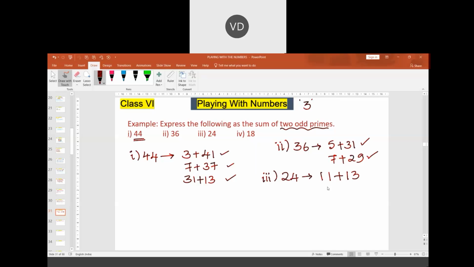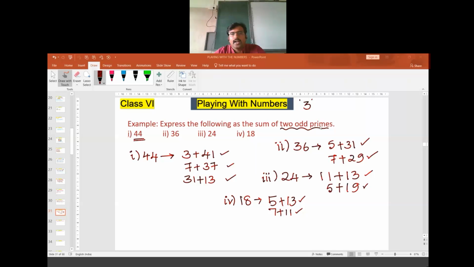19 plus 5. 5 plus 19 also will come. 18 is 5 plus 13. 7 plus 11. So likewise, we can write many combinations.